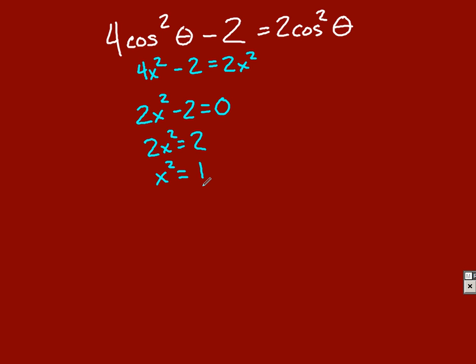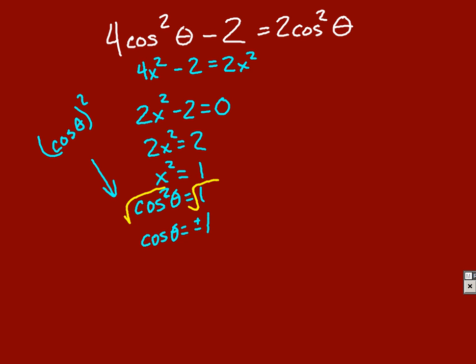From here, x squared is, we're saying, cosine squared theta equals 1. So cosine squared theta is the same thing as saying cosine of theta, the entire thing, squared. So to get that cosine theta by itself, I need to take the square root of both sides. Well, the square root of 1 is 1. However, I need to say plus or minus because I introduced a square root by taking the square root of both sides. So cosine of theta equals plus or minus 1.